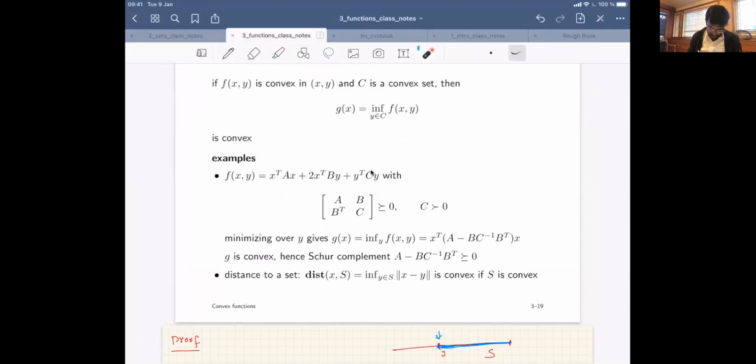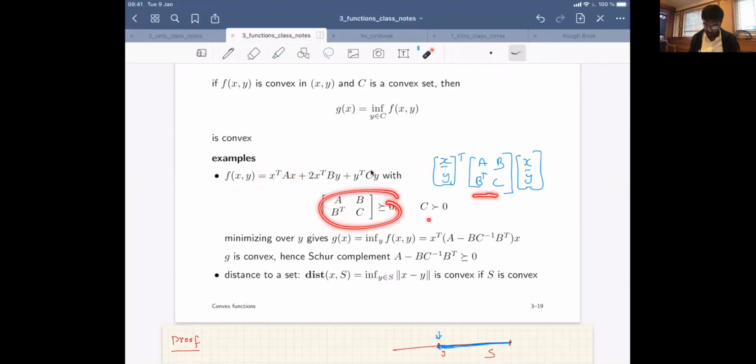First example is a quadratic function of this form. I can write this expression as [x y] transpose [A B; B transpose C] times [x y]. These are vectors actually. This is convex under what condition? This has to be positive definite, which we already saw. And one more assumption: C has to be positive. We'll see why this C is positive.